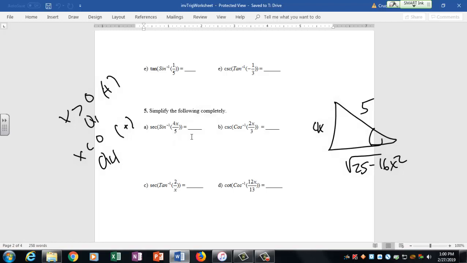All right, so secant, which is 1 over cosine, is hypotenuse over adjacent, yes? So this is 5 over the square root of 25 minus 16x squared. Do we agree?